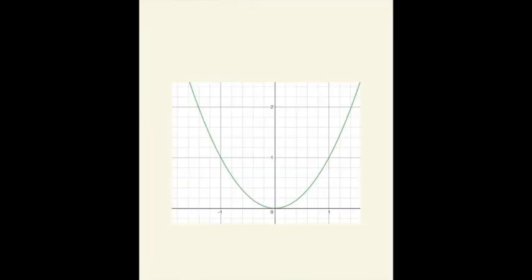I have y equals x squared, and let's say we need to find the equation of the tangent line to y equals x squared at point P(1,1). Okay, so the point is here, P.